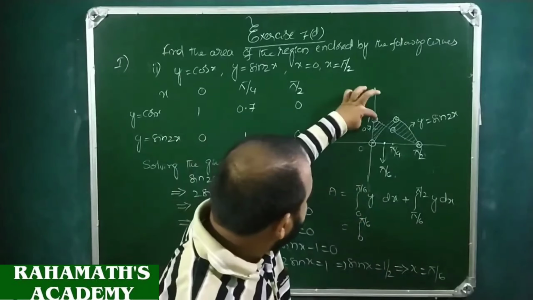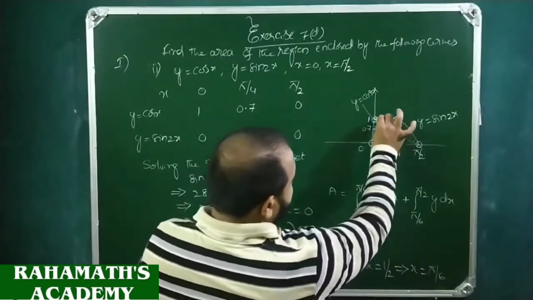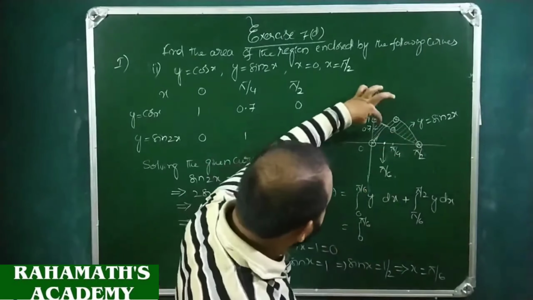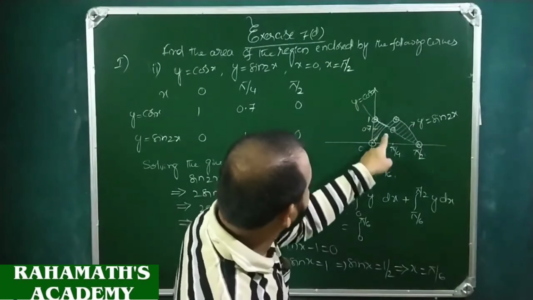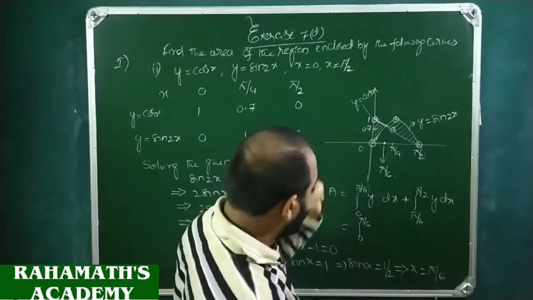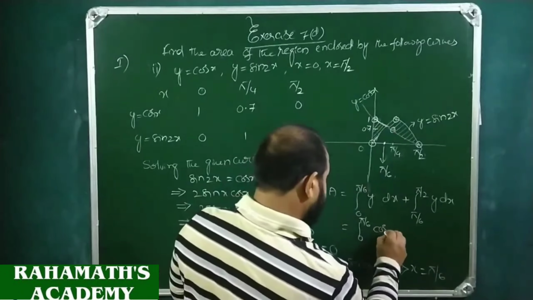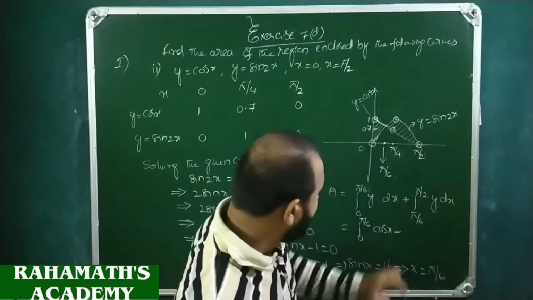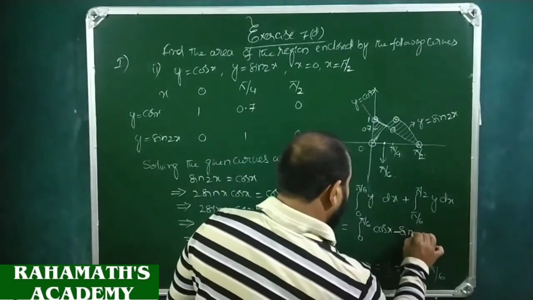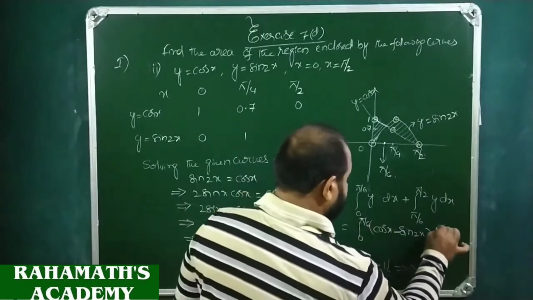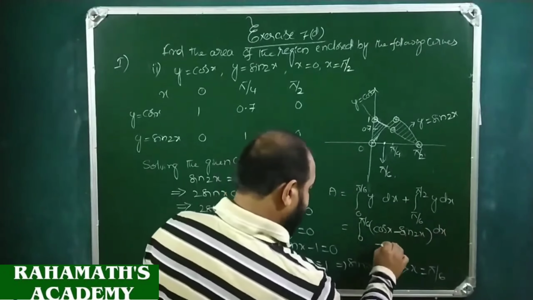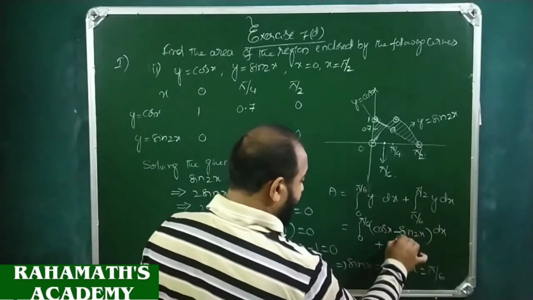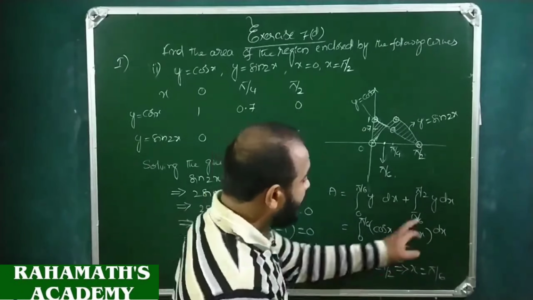Here there are two curves. See this curve as well as this curve. Here actually this is the y equals cos x graph. So the upper curve is cos x minus the lower curve, what is this? y equals sine 2x. So sine 2x dx plus pi by 6 to pi by 2 y dx.